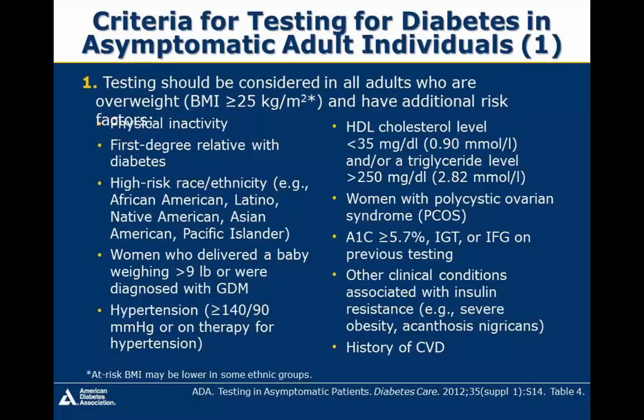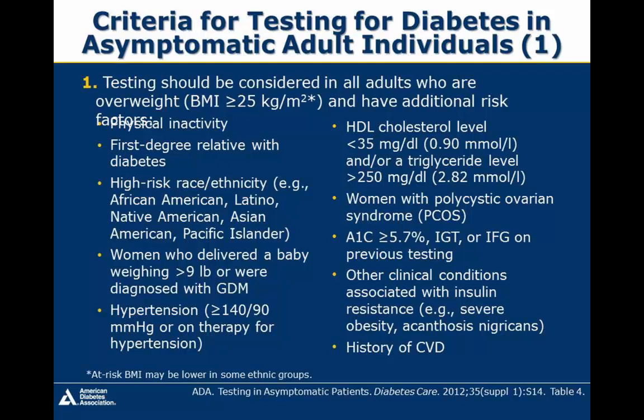So what are the criteria for testing a patient for diabetes? Testing should be considered in all adults who are overweight. If you fall under the classification of metabolic syndrome, or your BMI is greater than 25 and you have additional risk factors, you should be tested, even if you're asymptomatic. If you have a first degree relative with diabetes, such as me, for example, my mother is diabetic, I should have more frequent testing.